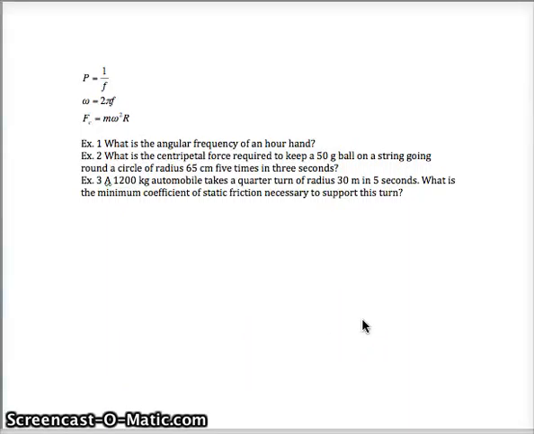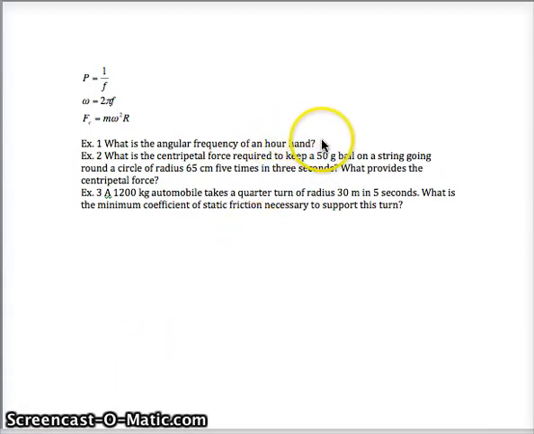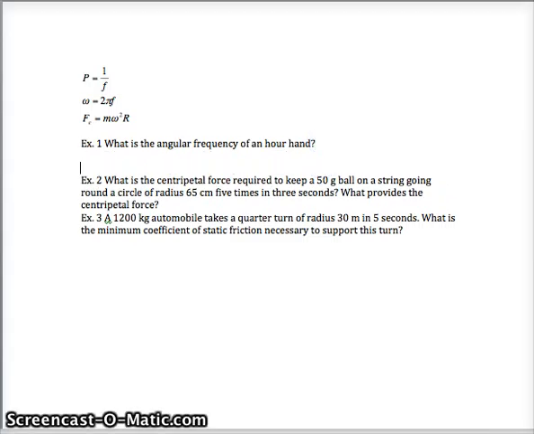Okay, hi everybody. I wanted to show you a couple examples of centripetal force problems and circular motion problems. And so what I've done is I've organized three problems here that are roughly increasing in difficulty. Okay, so the first problem asks, what is the angular frequency of an hour hand?